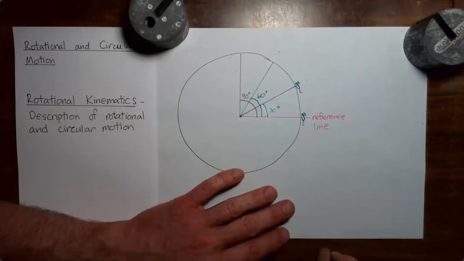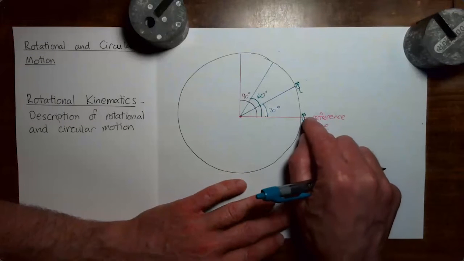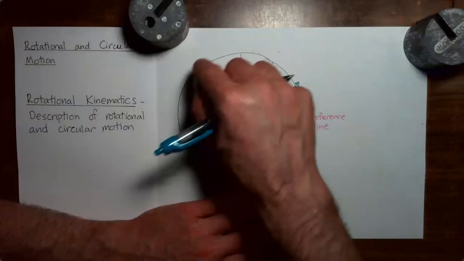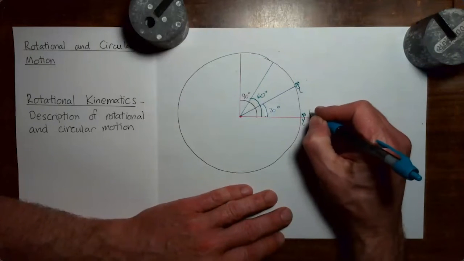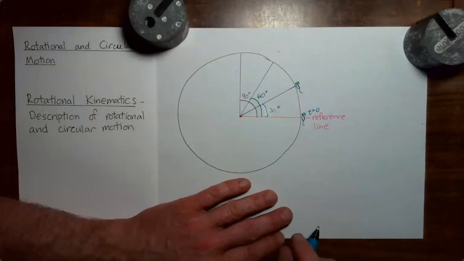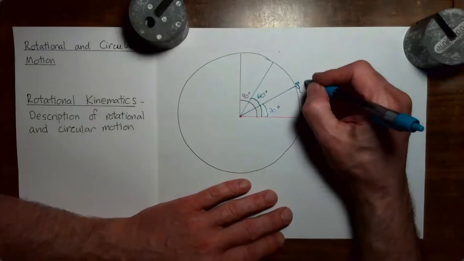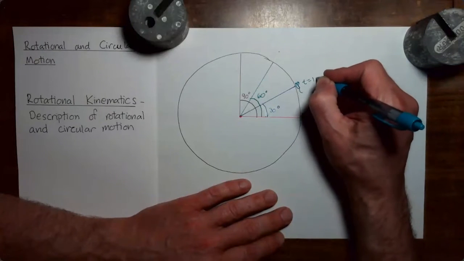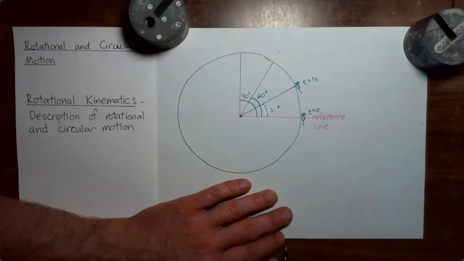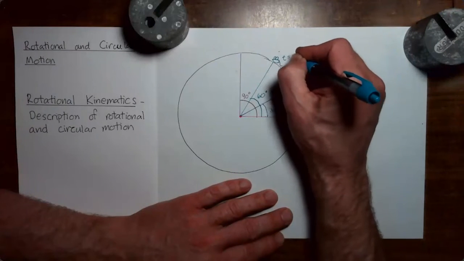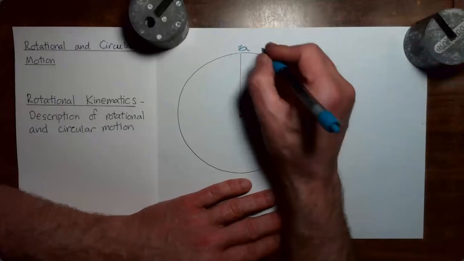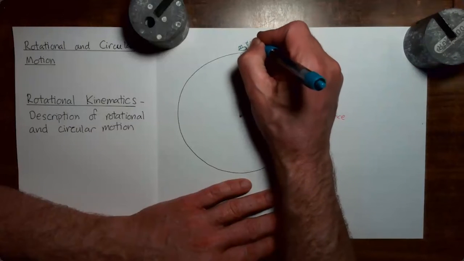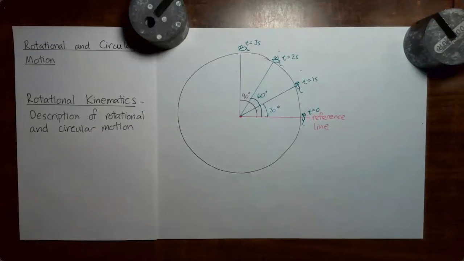Now let's describe a motion where the mouse starts at the reference line and moves round and round the circle. We're going to say that at time equals 0, the mouse is located at the reference line. At time equals 1 second, the mouse is located at 30 degrees. At time equals 2 seconds, the mouse is located at 60 degrees. And at time equals 3 seconds, the mouse is located at 90 degrees.